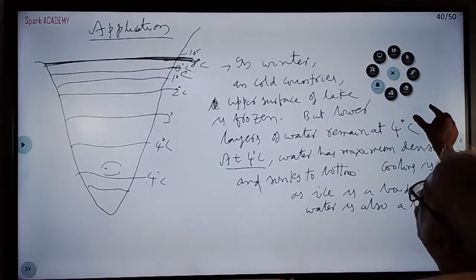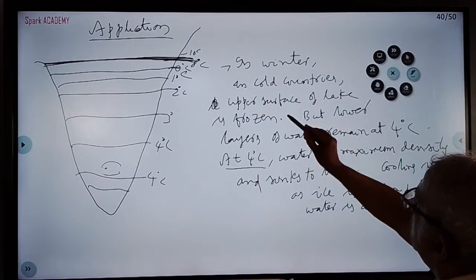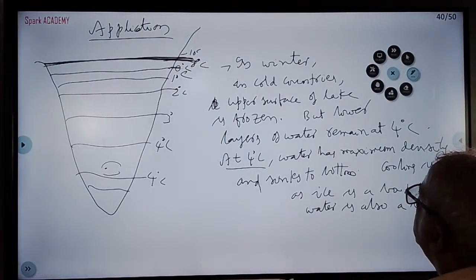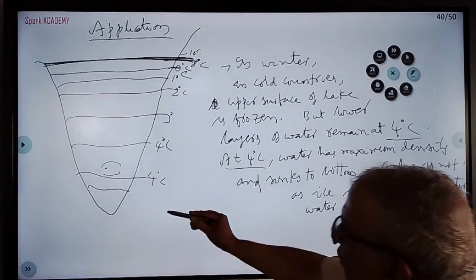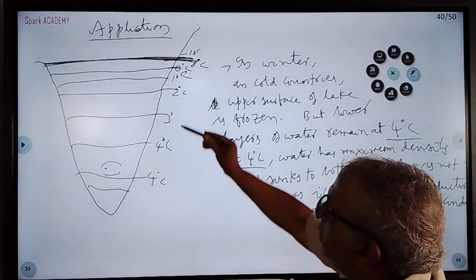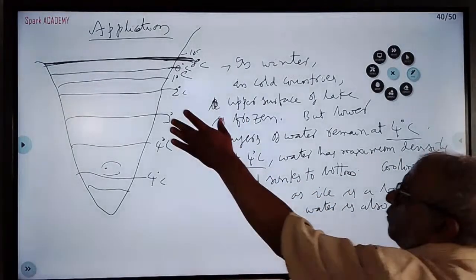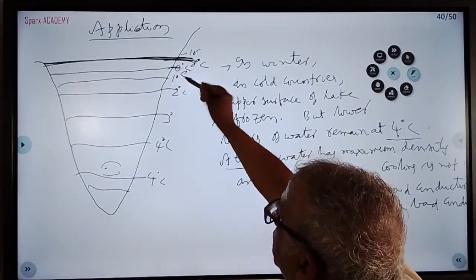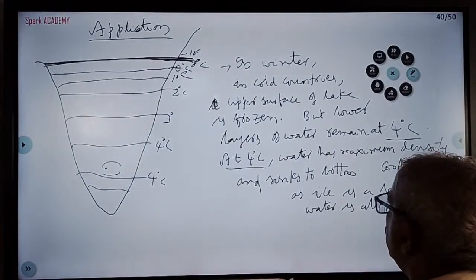In winter, in cold countries, the upper surface of the lake is frozen because it is in touch with the atmosphere. But the lower layers of water remain at 4 degrees centigrade. Why does it remain at 4 degrees centigrade? Because water at 4 degrees centigrade has maximum density. So fish can survive easily. By the time winter is over, only a small thickness will be frozen. The lower part will remain water. This is due to anomalous expansion of water.